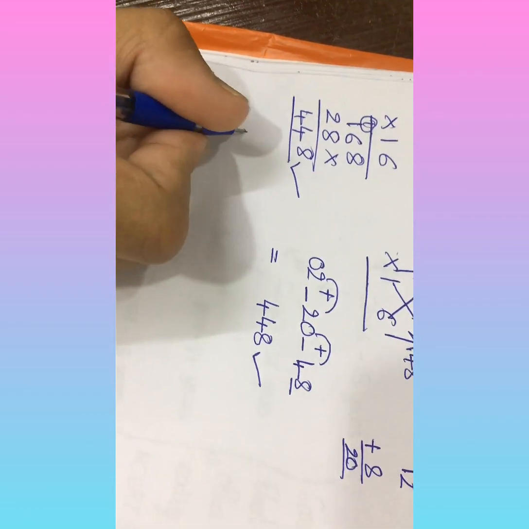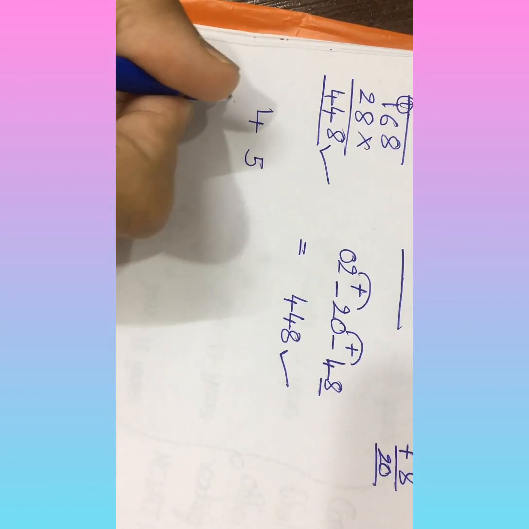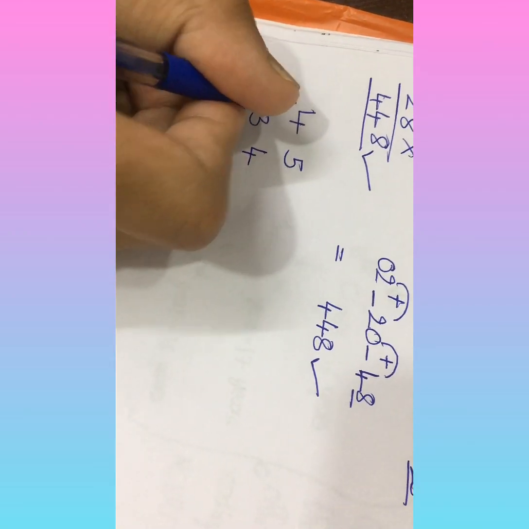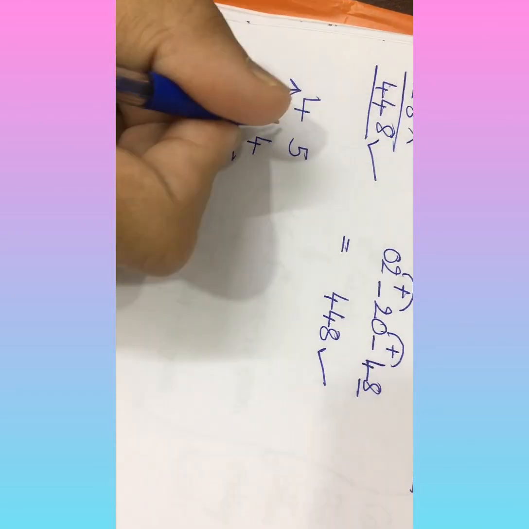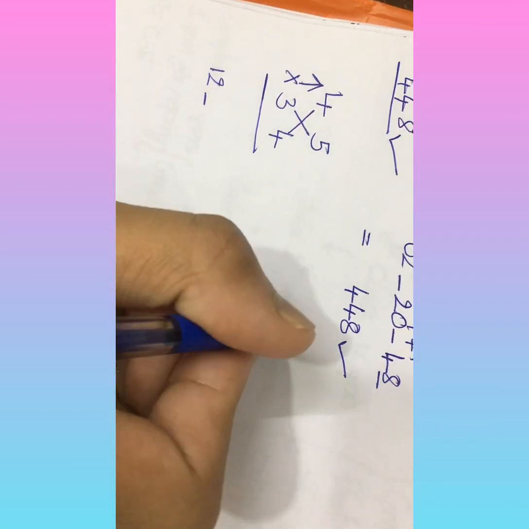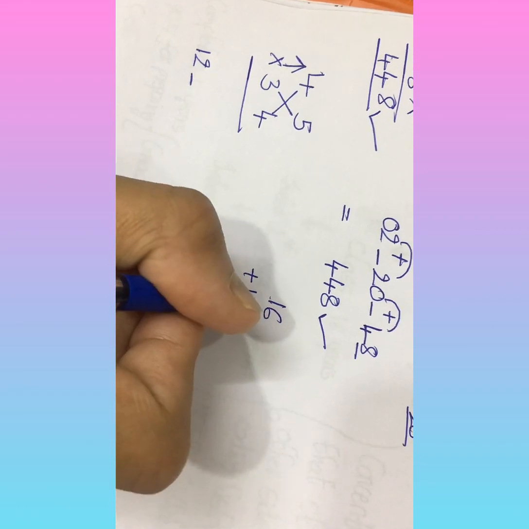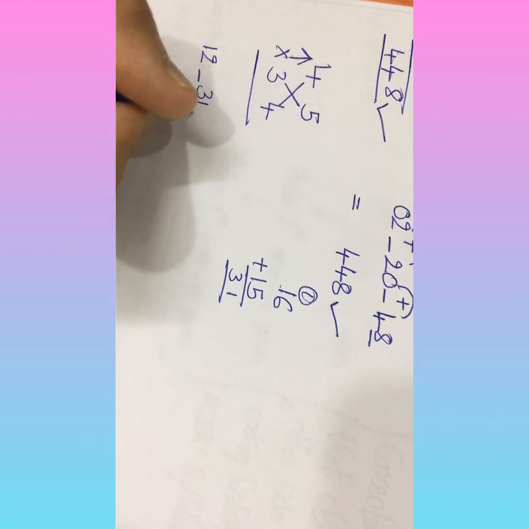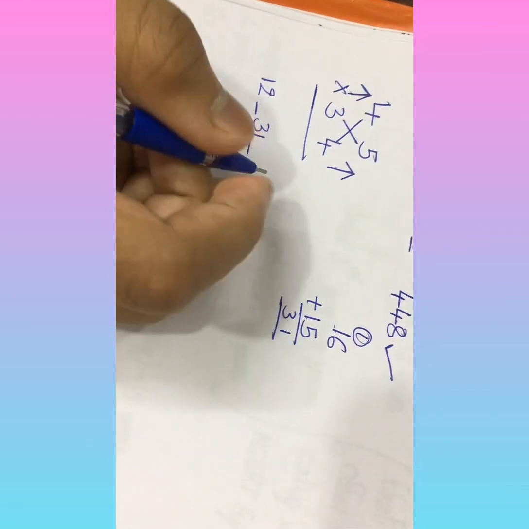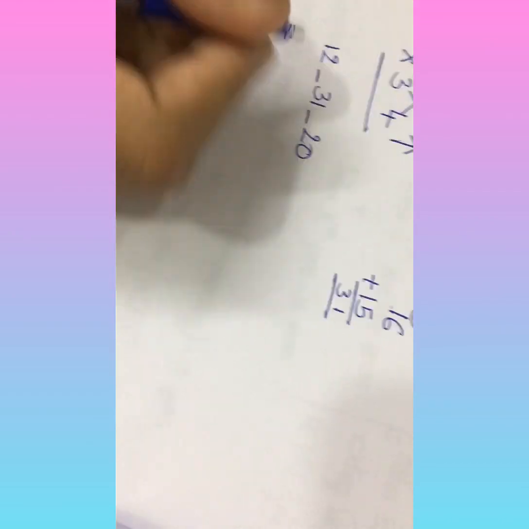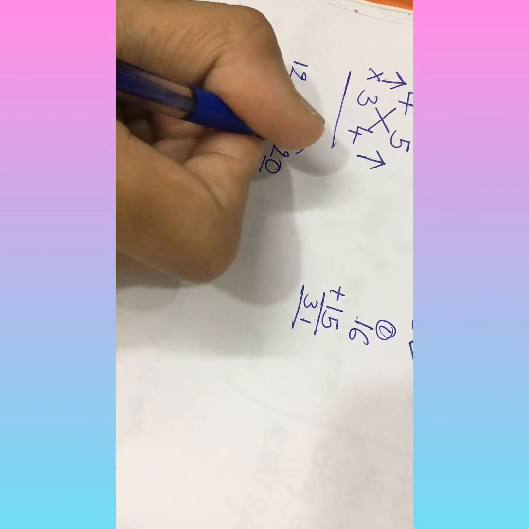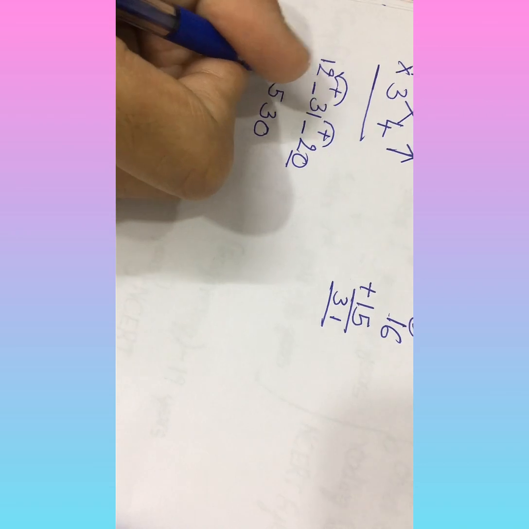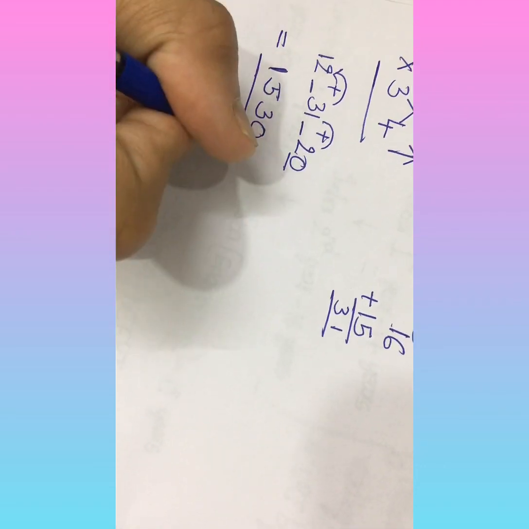Let's check another example, that is 45 into 34. First we multiply 4 into 3, that is 12. Next we do 4 into 4 plus 5 into 3, that is 16 plus 15. We'll get 31, so 1 and 1 carry. Here we write 31. And the last step is 5 into 4, that is 20. So 0 as it is, 2 plus 1, that is 3, and 3 plus 2, that is 5, and here 1 as it is. So we got the answer 1530.